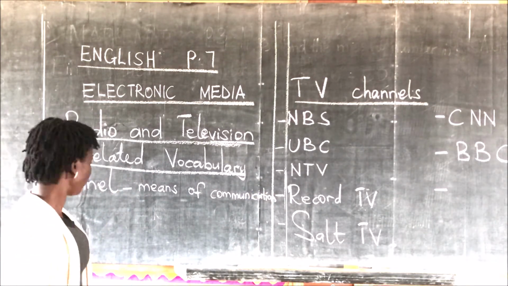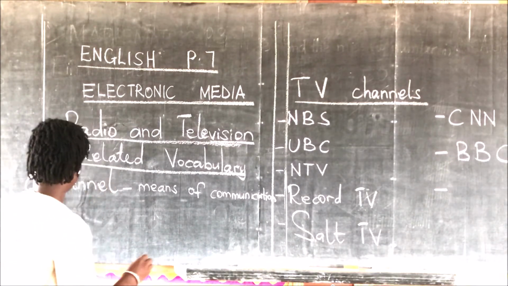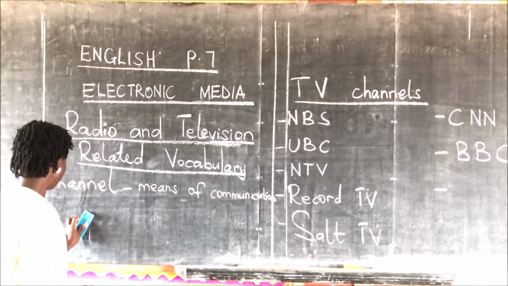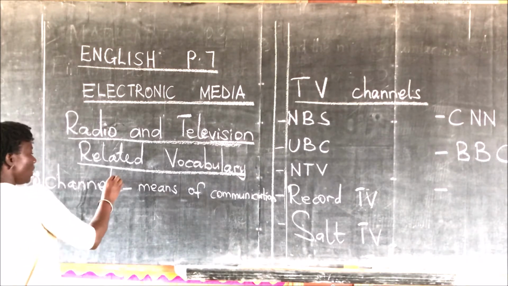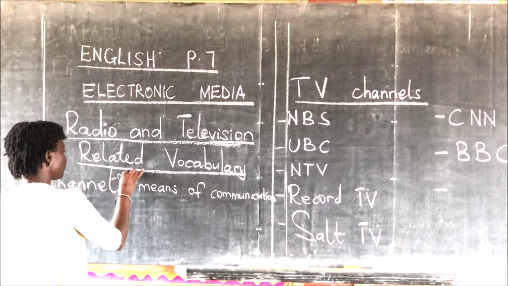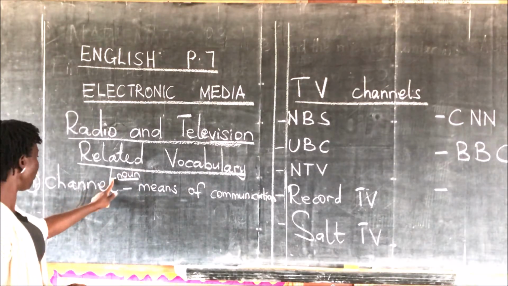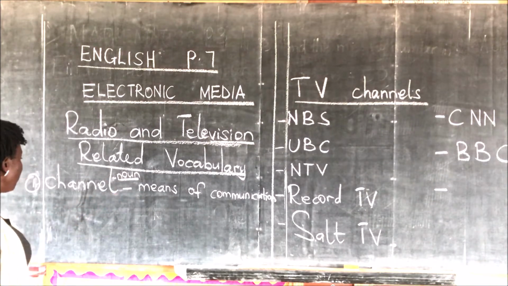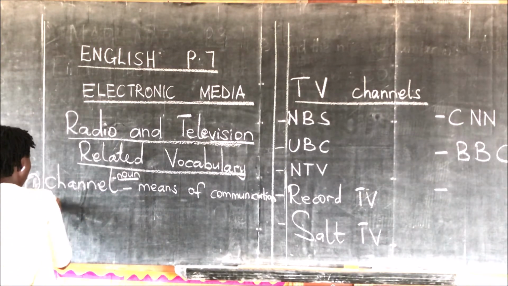So now we know this is the spelling and this is the meaning. This word channel, is it a noun? Is it an adjective? Is it a verb? What is it? The word channel is a noun, and therefore we can form a plural. What is the plural form of channel? The plural form of channel is channels.